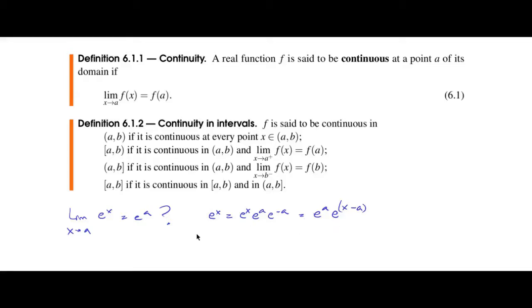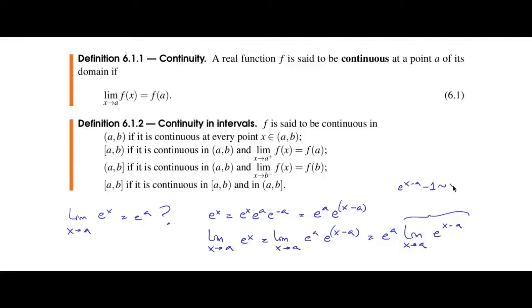Now if we compute the limit when x goes to a of e to the x, this is the same as the limit when x goes to a of e to the a times e to the x minus a, and so this is e to the a times the limit when x goes to a of e to the x minus a. Now we know that e to the x minus a, minus 1, is asymptotically equivalent to x minus a whenever x minus a is small.